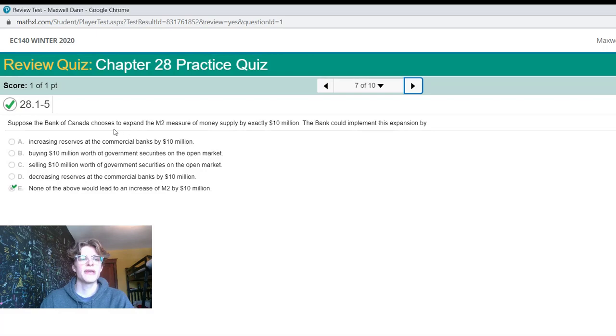Suppose the Bank of Canada chooses to expand the M2 measure of money supply by exactly 10 million. The bank could implement this expansion by... So don't worry too much about the M2, M1, M2 plus, that kind of stuff. That's just different ways they classify different money things. But it's all essentially the same thing, and David Johnson never talked about it, so I wouldn't worry too much about which goes in which.